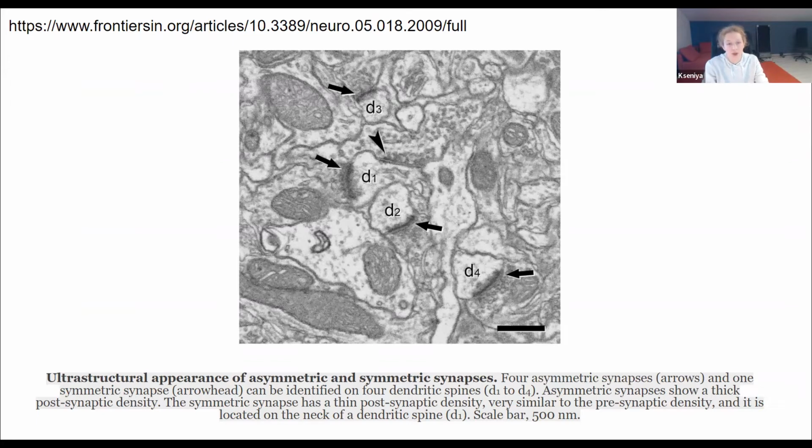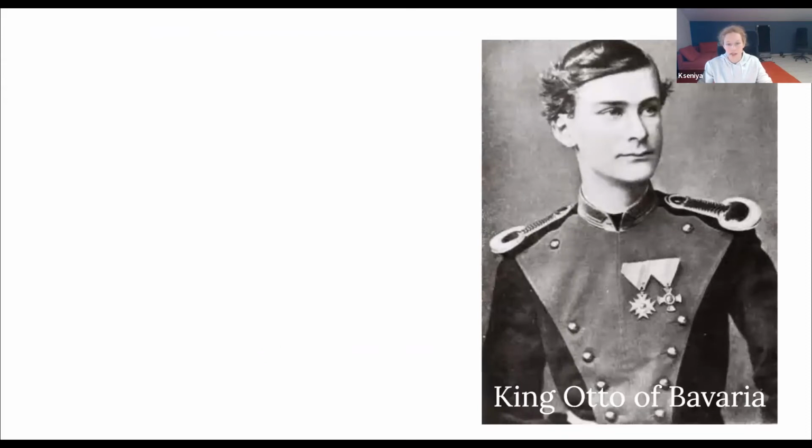What helped to solve this difficult question about the cellular network structure of the brain? Almost jokingly, I can say that this happened thanks to the crazy king of Bavaria. Bavaria is a part of modern Germany, and there was no Germany in the 19th century, but there was Bavaria, Prussia, and so on. And King Otto was diagnosed with schizophrenia.